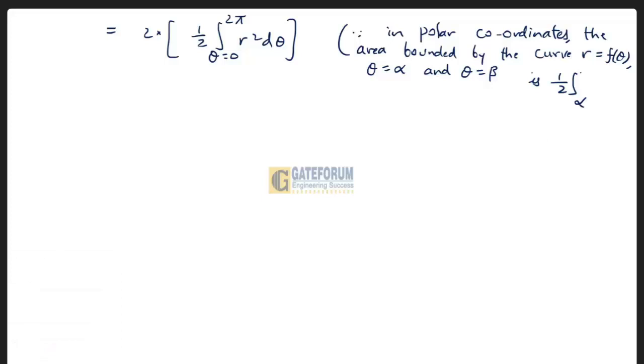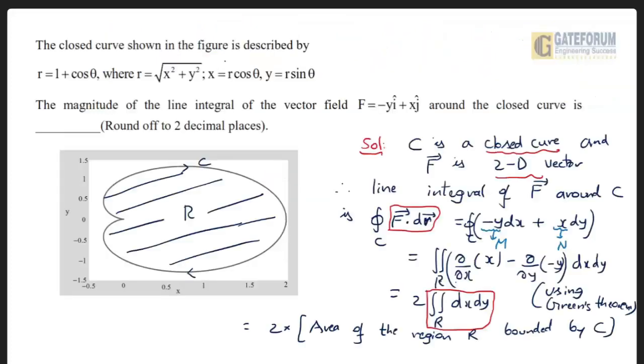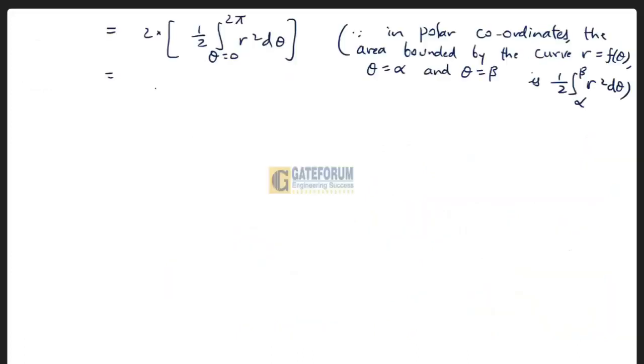Alpha to beta r square d theta. This is the formula. So we know the relation between r and theta, that is given by the curve equation: r is equal to 1 plus cos theta. This is the curve. So the 2 and half cancel, 0 to 2 pi, 1 plus cos theta whole square.